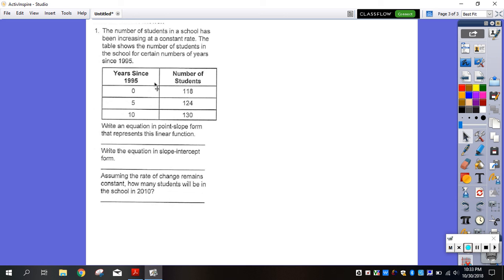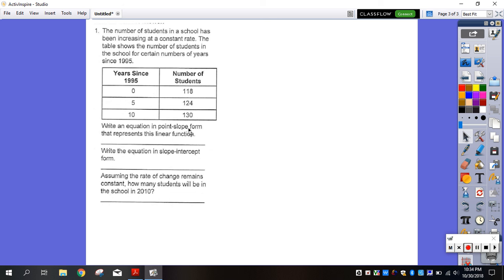When I look at the table, the first column is years since 1995. The second column is the number of students. So this would be your independent, your x, and this would be your dependent, your y. The first thing they say is write an equation in point slope form that represents this linear function. In order to write point slope form, I need a point and the slope. Well, I have 3 points because that's what a table is. It's a set of coordinates.